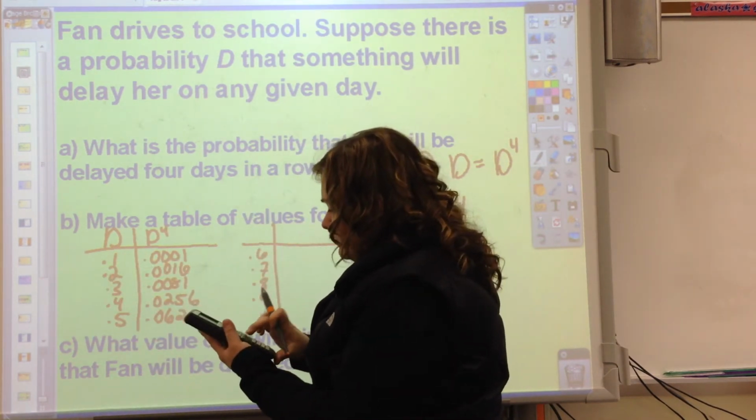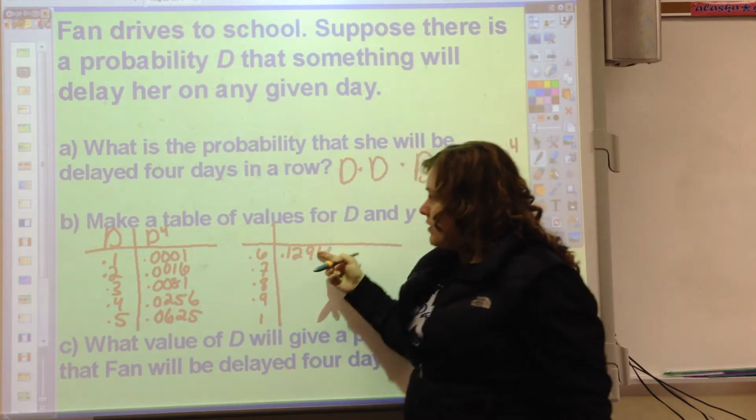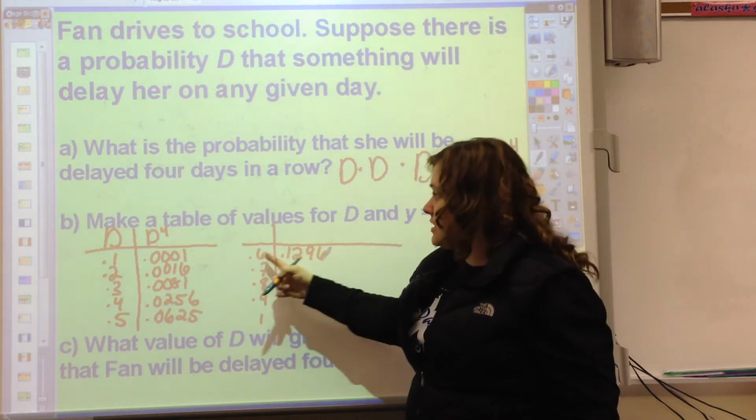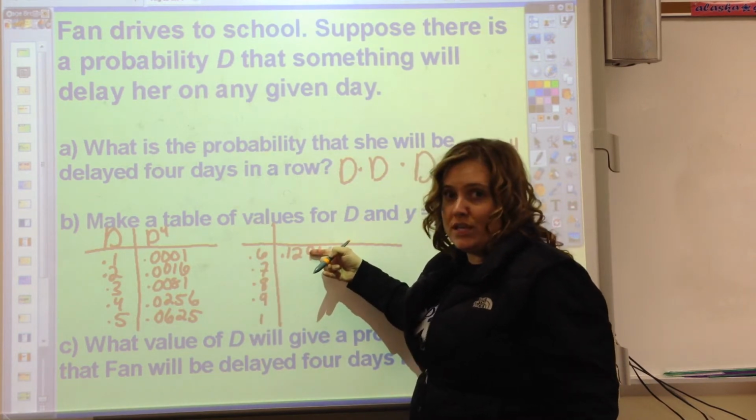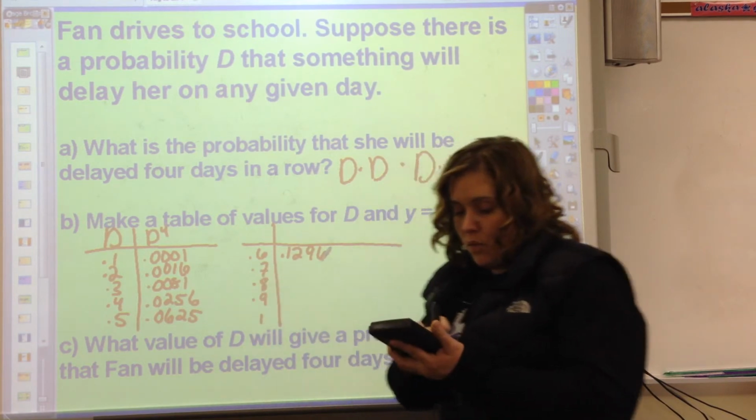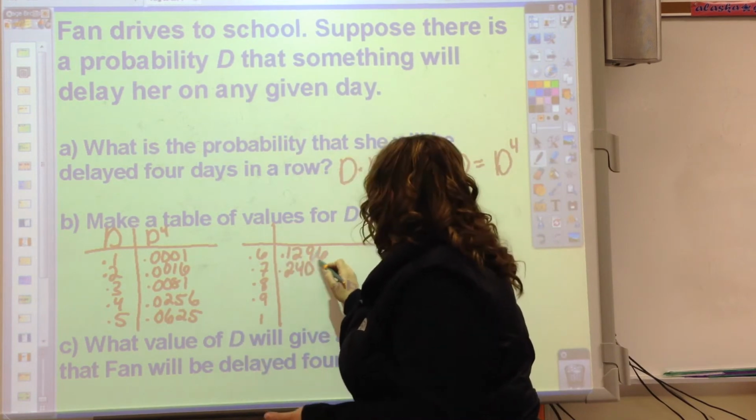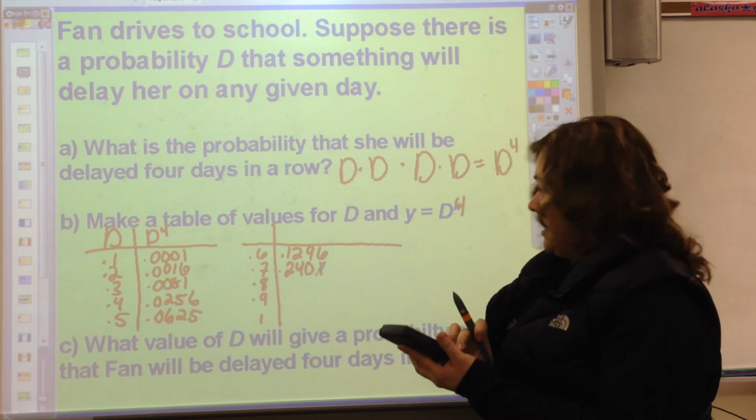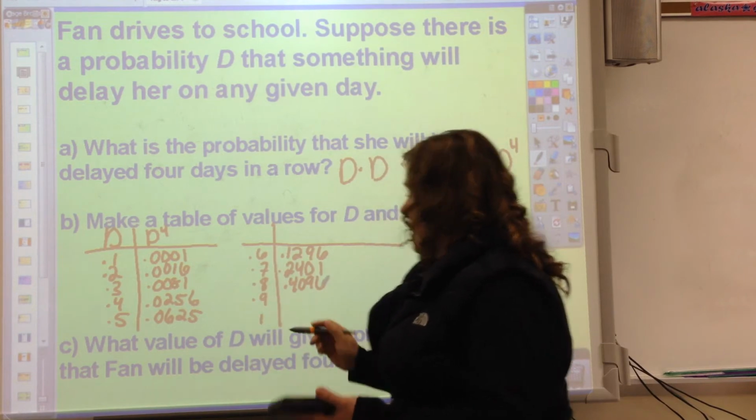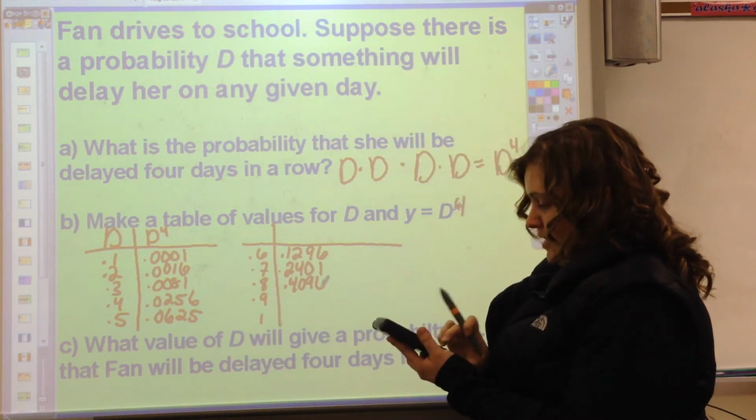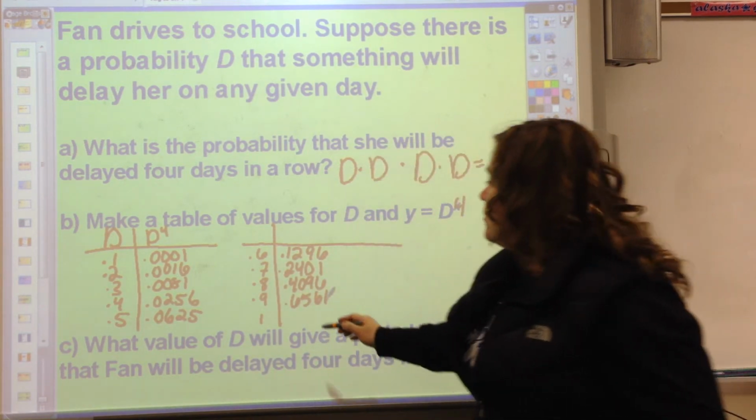0.6 to the power of 4 gives me 0.1296. Now let's talk about this. This means that if there's a 60% chance that she's late any one day, there's a 13% chance she's late 4 days in a row. 0.7 to the power of 4 is going to give me 0.2410. 0.8 is going to give me 0.4096. And 0.9 to the power of 4 is going to give me 0.6561. And of course, 1 to the 4th is 1.